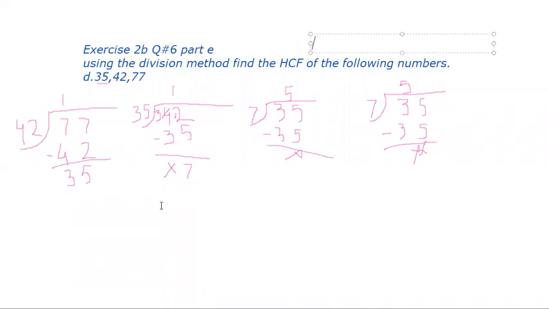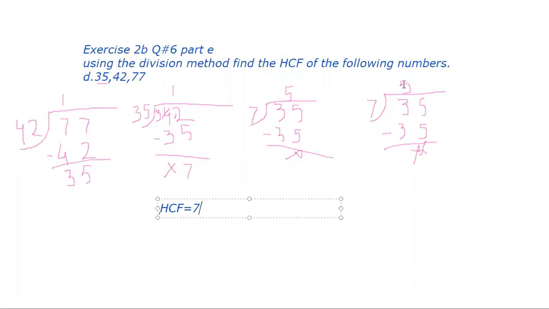HCF is the last divisor, that is 7. HCF is 7. You have to remember that the last divisor is always the HCF. Quotient is not HCF. You have to remember its quotient is 5. 5 is not HCF. This is a common mistake most students make.